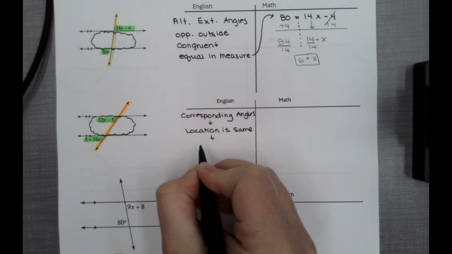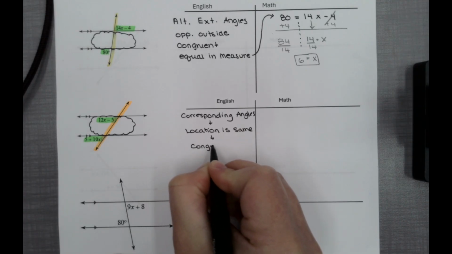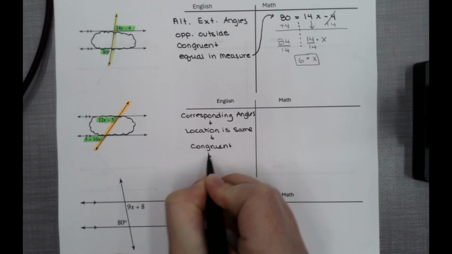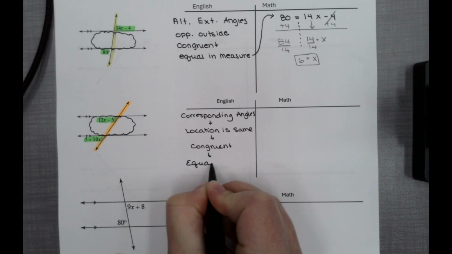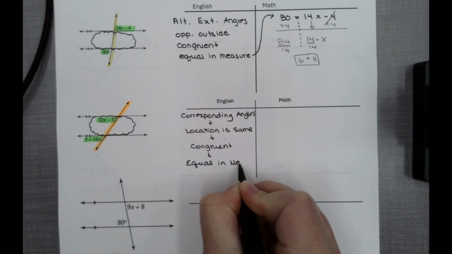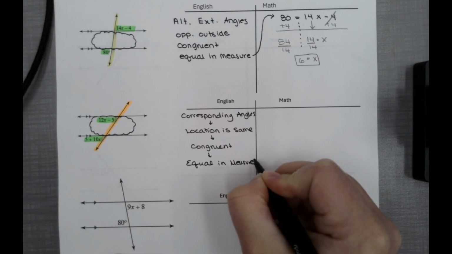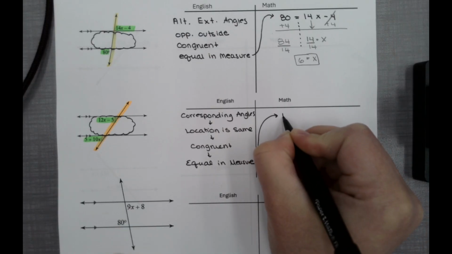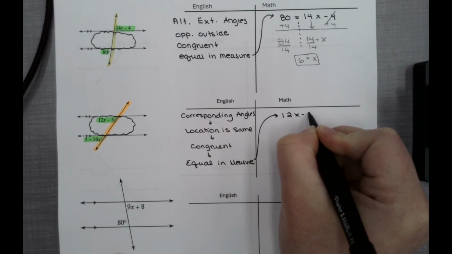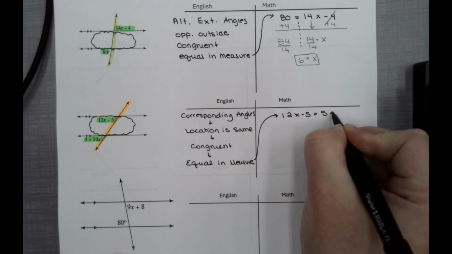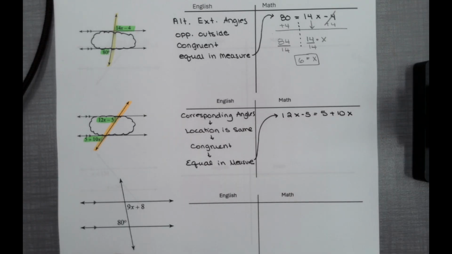And that means they are also congruent. And what does congruent mean? Congruent means equal in measure. Take your congruent, equal in measure, and let's go ahead and set up our equation. I'll do 12x minus 5 is equal to 5 plus 10x. Dotted line for balance, and let's go ahead and solve.